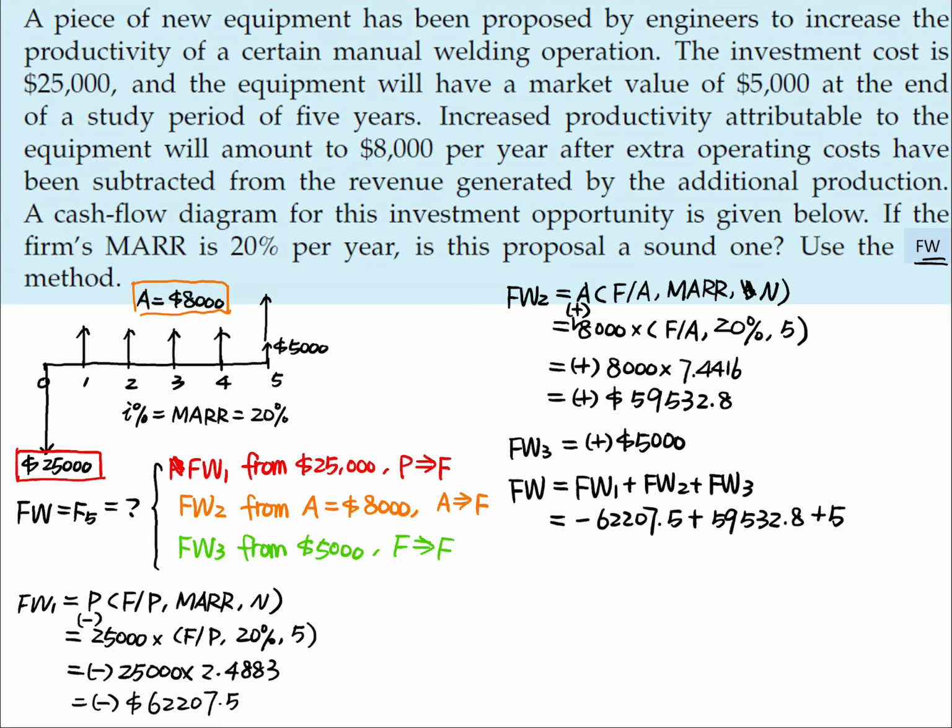So negative 62207.5 plus 59,532.8 plus 5,000. The final answer is $2,325.3. And if you compare that with 0, it is bigger than 0. So we say we want to accept the proposal.